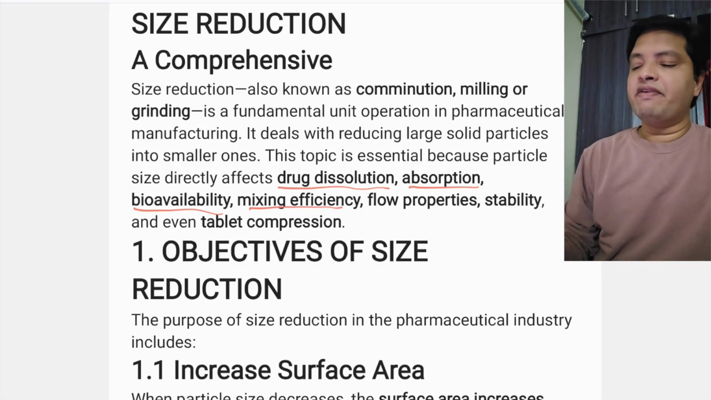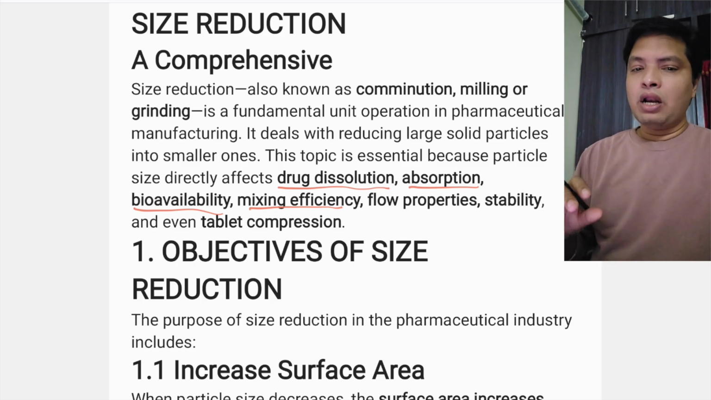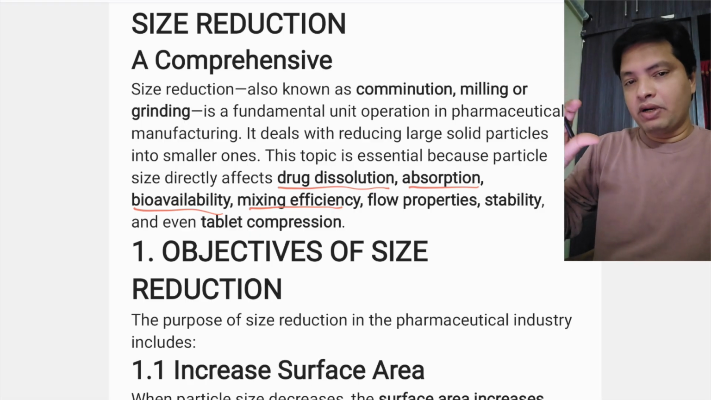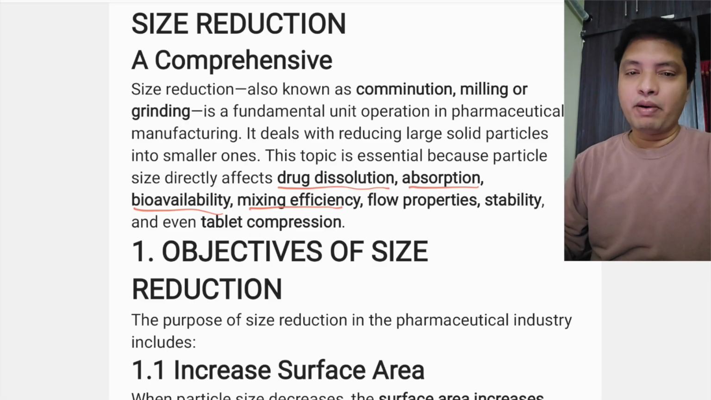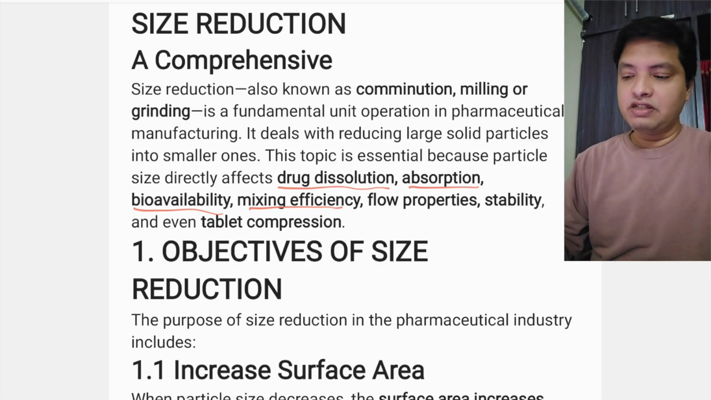Next is mixing efficiency. If you are mixing anything and the particle sizes are not even, all the larger particles will be at the top of the powder, and the smaller particles will be at the bottom of the powder. So there will be no proper mixing. To get uniform mixing, you should have uniform size of particles.